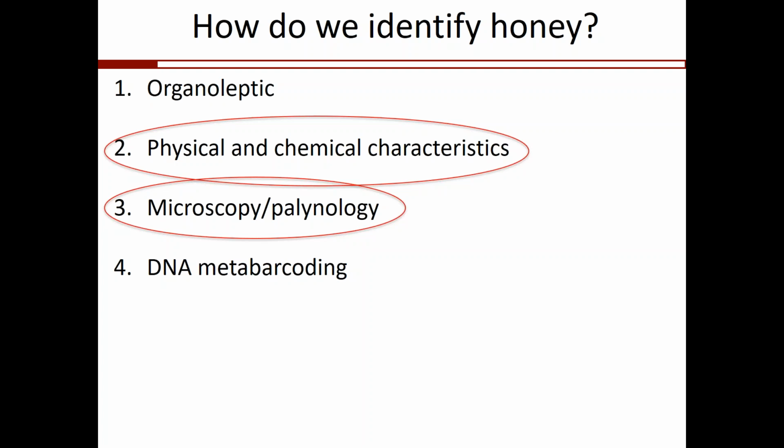But the last option, the fourth option that I have here, is DNA metabarcoding. That involves amplifying a universal loci of the mitochondria, and then obtaining a list of the types of plants that were found that honeybees are collecting from.